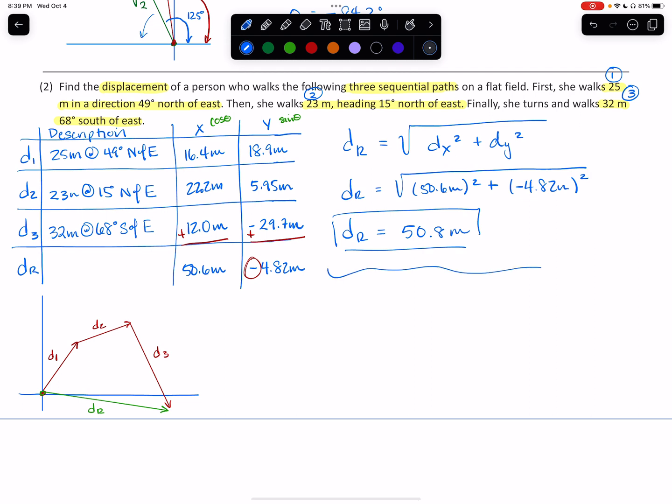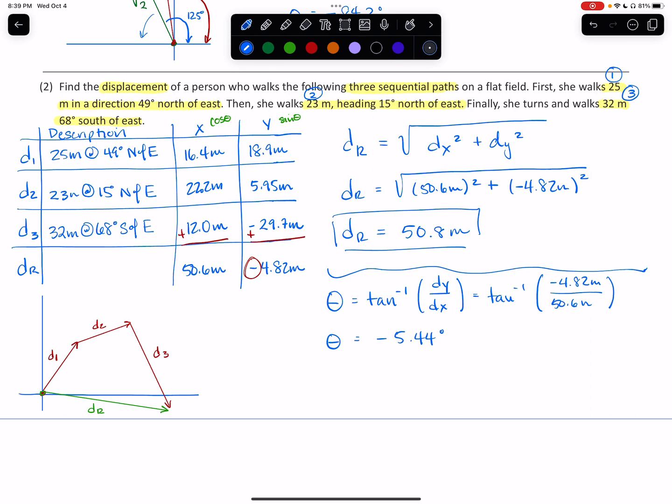Now we end by finding theta. All right, so theta is equal to the tangent inverse of our vertical piece divided by our horizontal piece. In this case, the inverse tangent of negative 4.82 meters divided by 50.6 meters. All right, and we find that theta is going to be equal to negative 5.44 degrees.